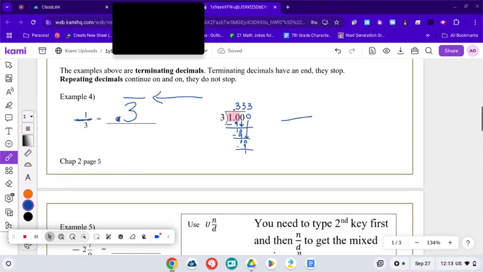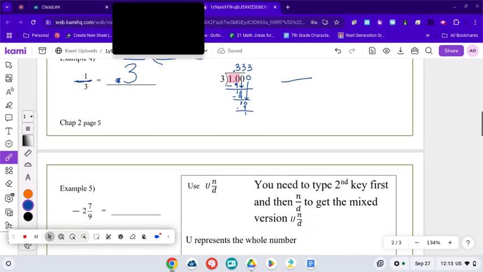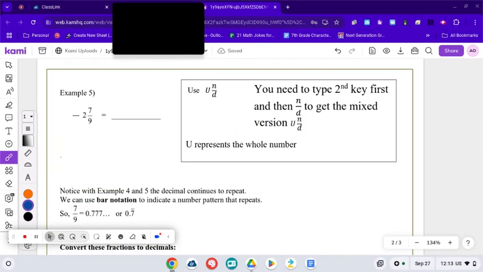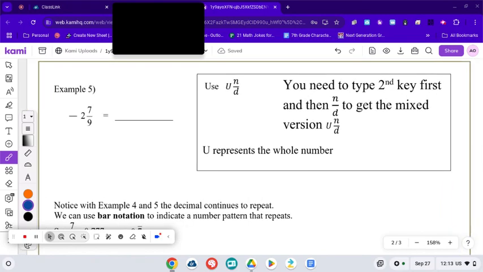Just saying. Okay? All right, so sometimes we have things that terminate, and sometimes we have things that repeat. And sometimes we have a number with a whole number in front of it. So now this is a mixed number. It has an integer, a whole number, and it has a fraction. On that same n over d key, the third one down, second one over, if you look right above it in green, it looks like this. And that means you can use that key with the second key, the green one at the top, to create your mixed number. So to type this in, you're going to type second fraction.